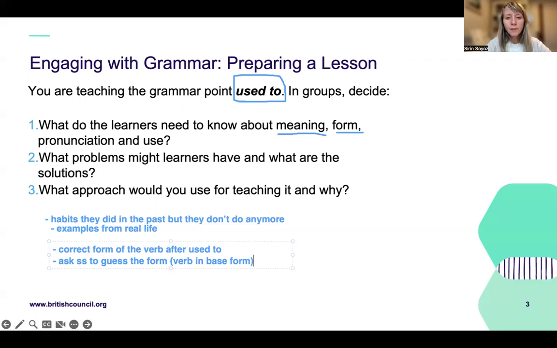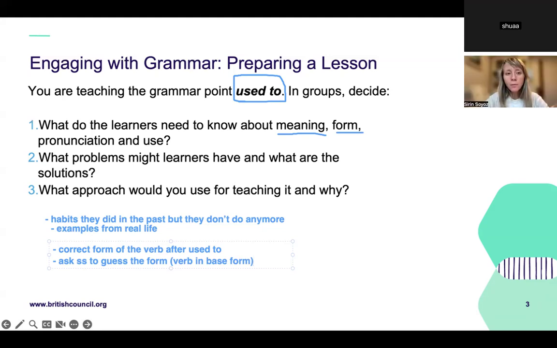Okay, that's a good point. Yes, use. But any other details about the form, Shuha?